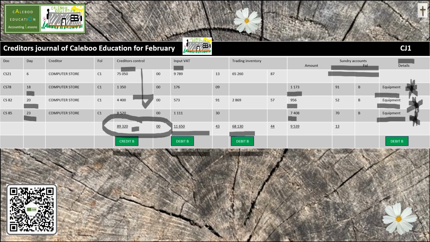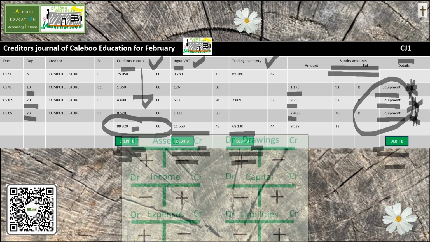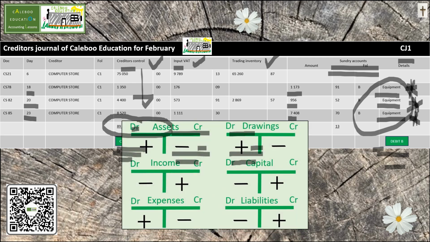Now in green here, I've got what we're going to do with these accounts. We're going to credit creditors control. We're going to debit input VAT, we're going to debit trading inventory, and we're going to debit the equipment 3 times. Now the reason we're going to credit, debit, debit, debit is because we need to apply our accounting rules.